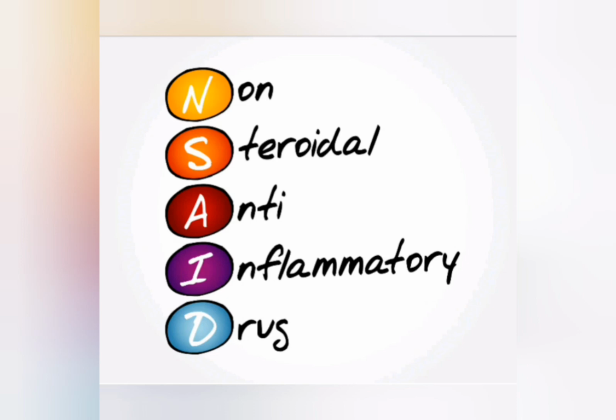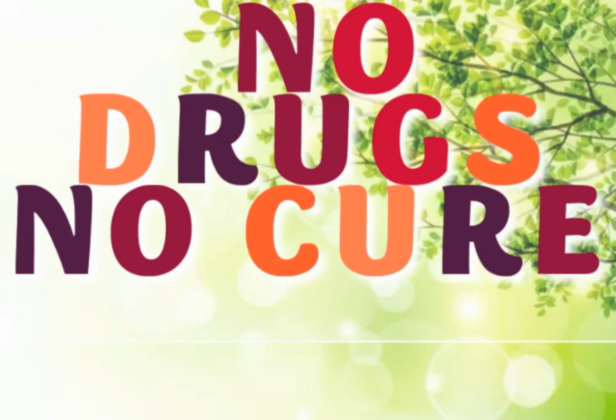One thing with NSAIDs is that they all have the ability to block or inhibit cyclooxygenase, and this cyclooxygenase stimulates the production of the prostaglandin we are talking about. Having now known the pathophysiology of these two, let's look at the main thing, which is the medications. Like I said earlier, we are going to look at the different classes, mechanism of action, examples, and possible side effects.